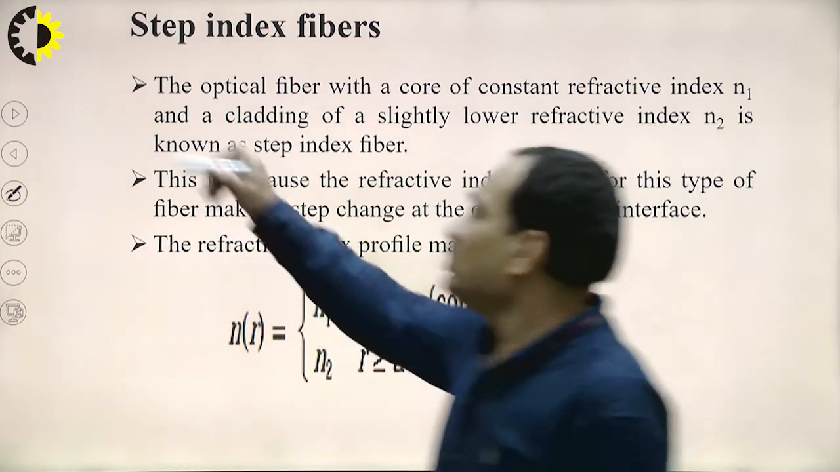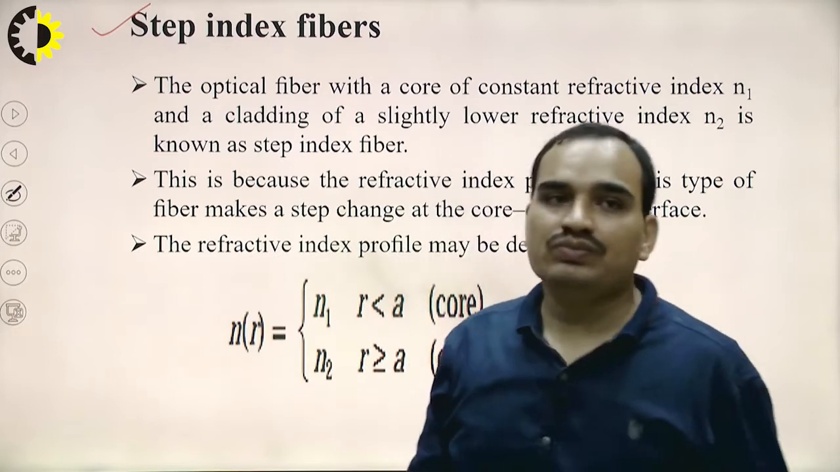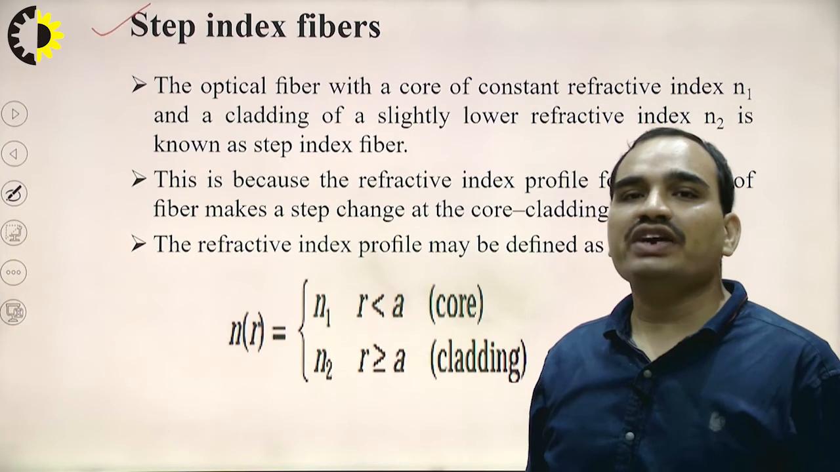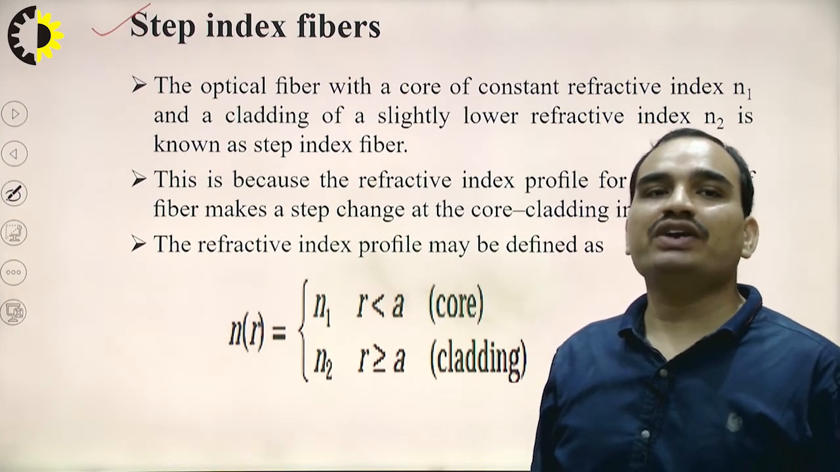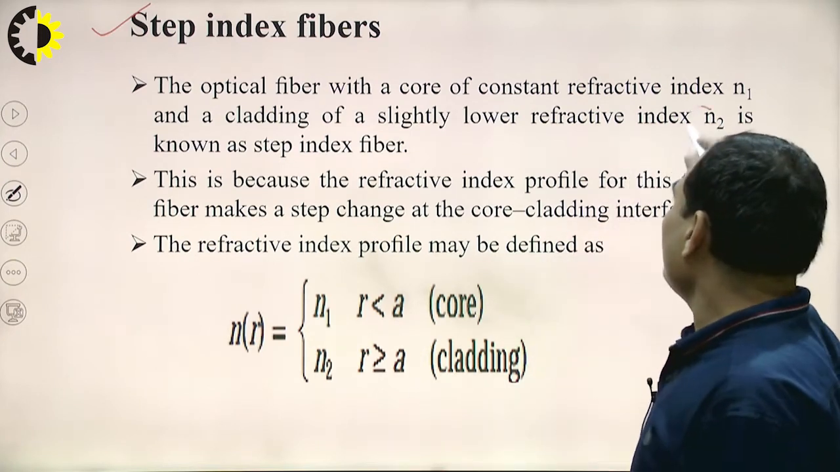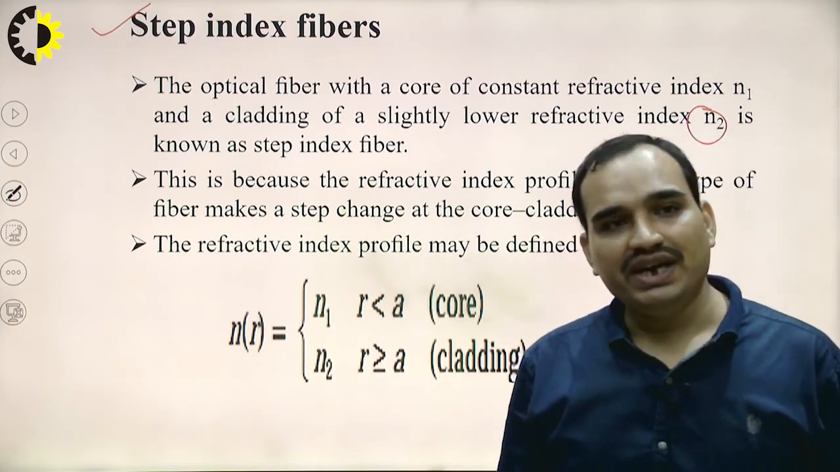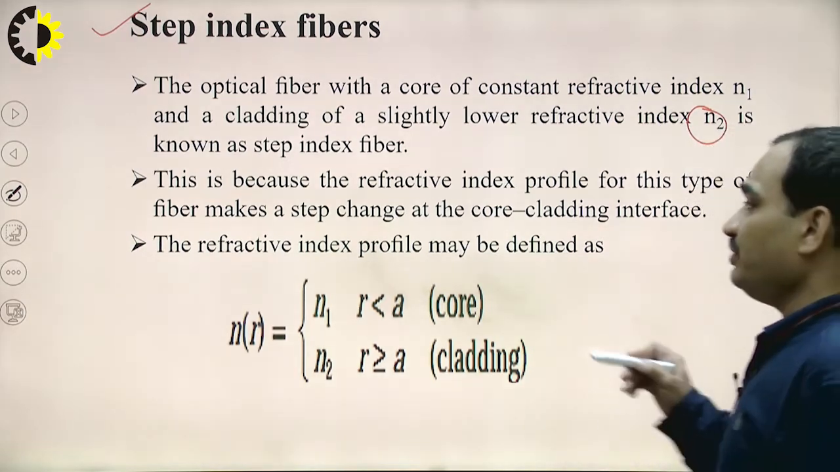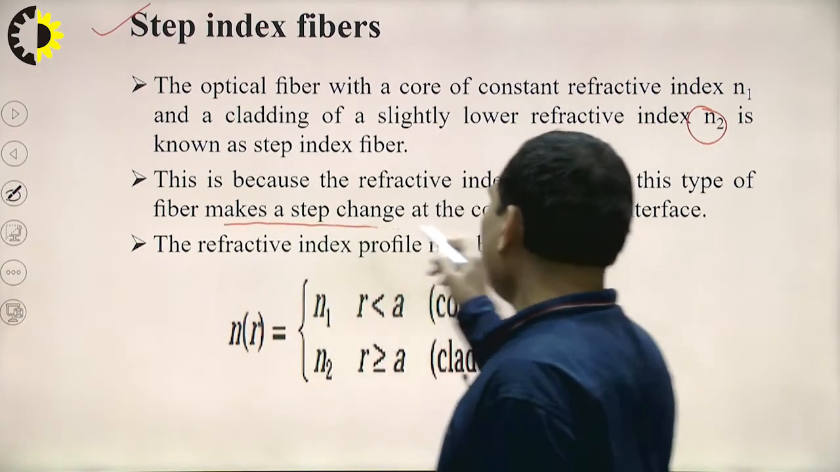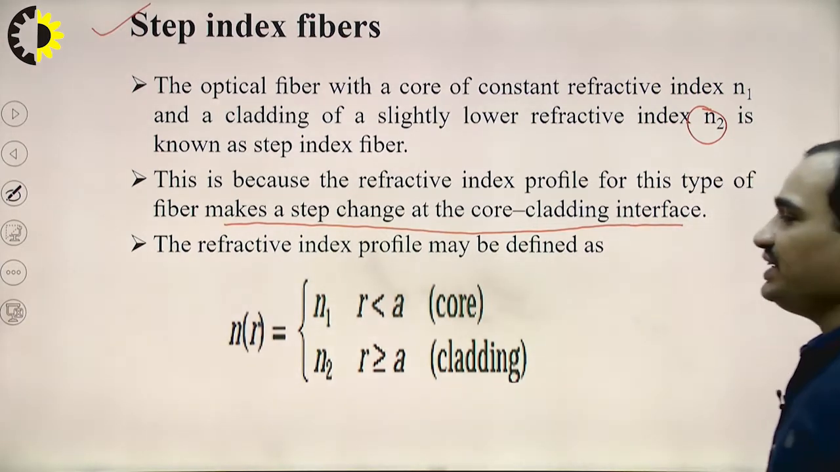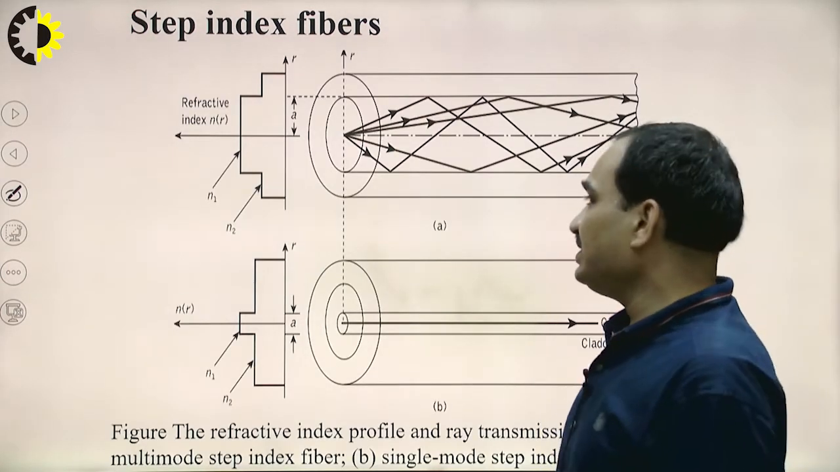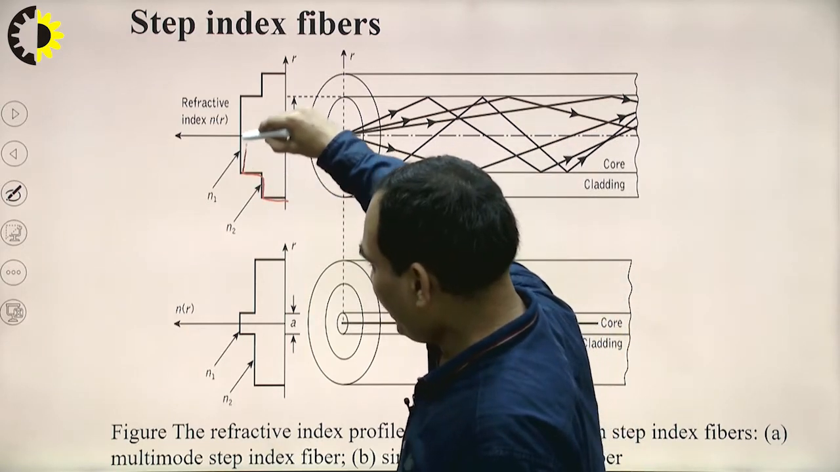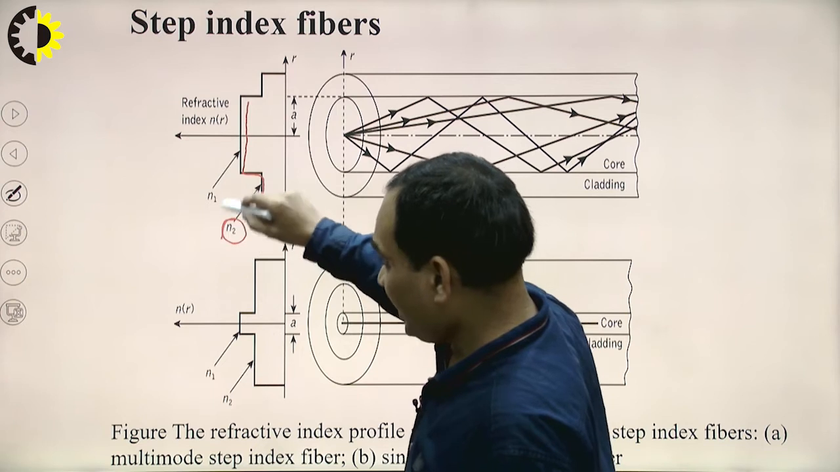Now we'll discuss the step index fiber. An optical fiber with a core of constant refractive index N1 and a cladding refractive index N2 is known as a step index fiber. This is because the refractive index profile for this type of fiber makes a step change at the core cladding interface. Here we can see the profile of the step index fiber. It is making a step where the refractive index varies between N2 and N1.